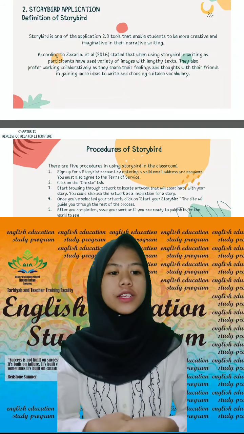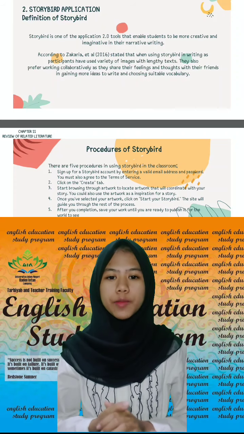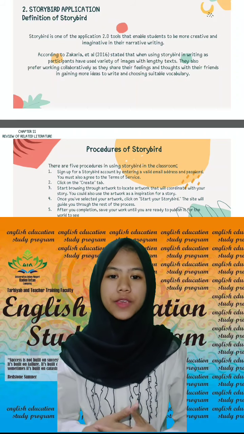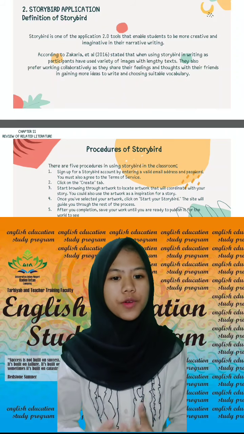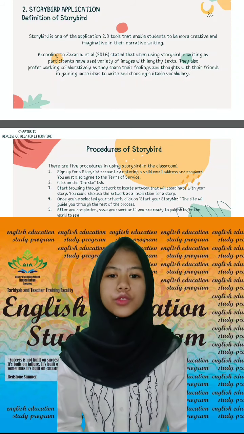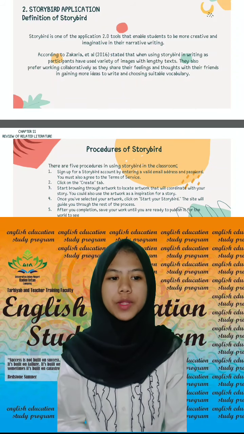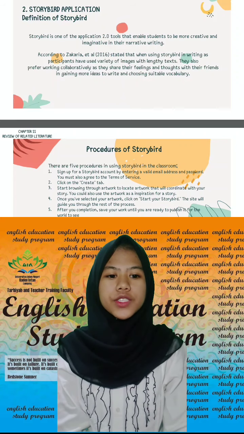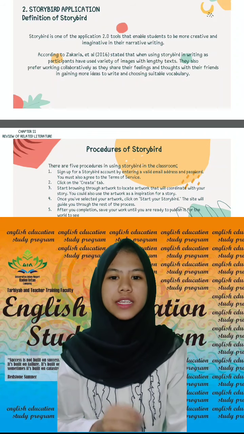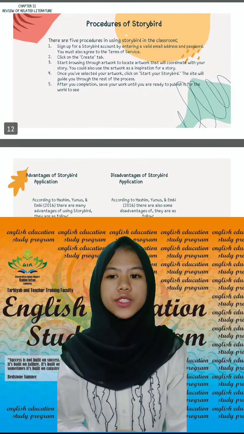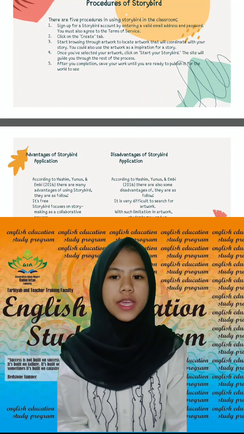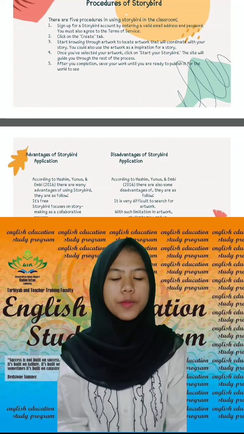Storybird is one of the web 2.0 tools that enable students to be more creative and imaginative in their narrative writing. This media is one of the free writing related tools and also research available on the web. Storybird, which is a storytelling website, is an activity that helps students to improve writing ability and reading ability and boost creativity and imagination through beautiful pictures.